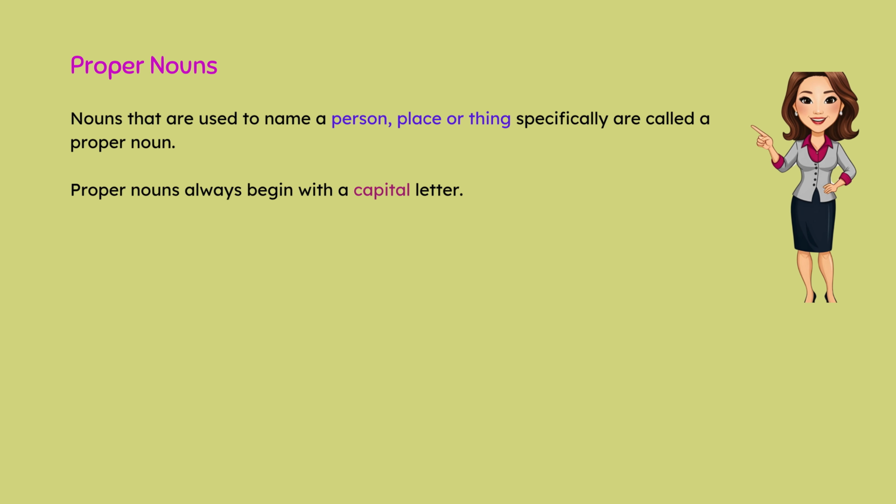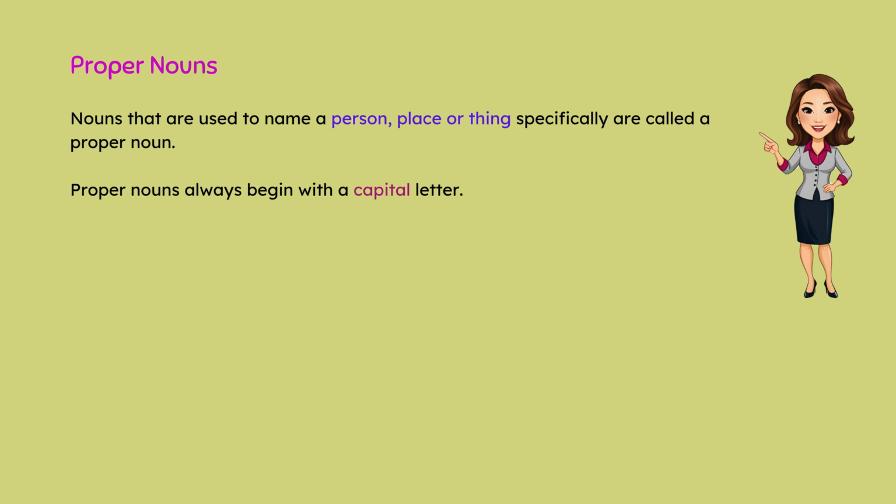Now let's talk about proper nouns. A proper noun is the specific name of a person, place, animal, or thing. Unlike common nouns, proper nouns always begin with a capital letter, no matter where they appear in the sentence. They point to one unique person, place, or item, rather than something general. We will look at several examples next to clearly understand how proper nouns are used in real sentences.